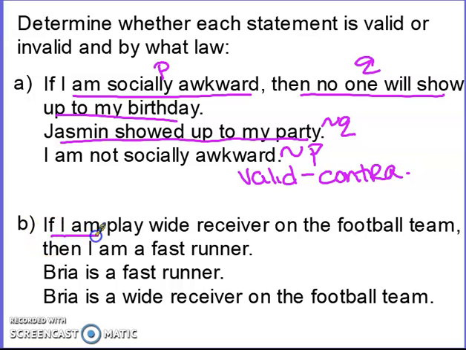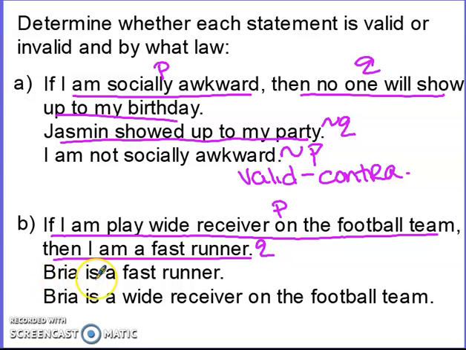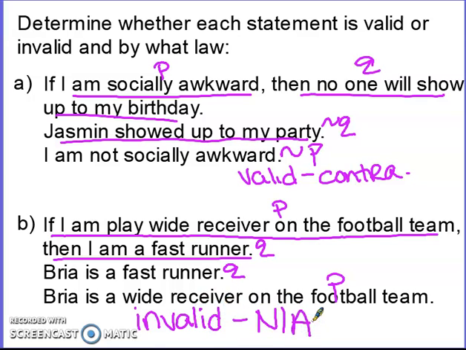If we look at letter B, if I play wide receiver on the football team, P, then I am a fast runner, Q. Bria is a fast runner. Well, that's Q. Bria is a wide receiver. That's P. In this case, this is invalid. There is no law that says we can switch Q and P without negation.